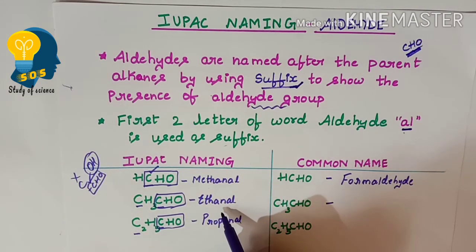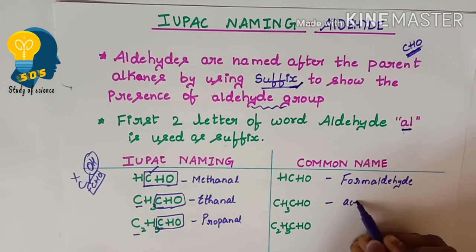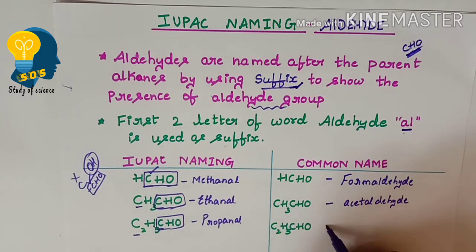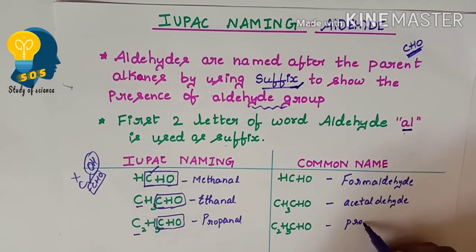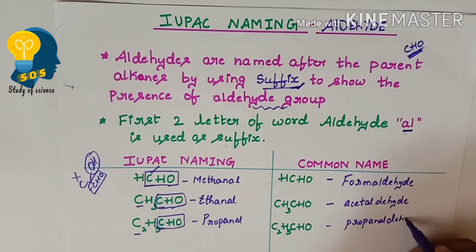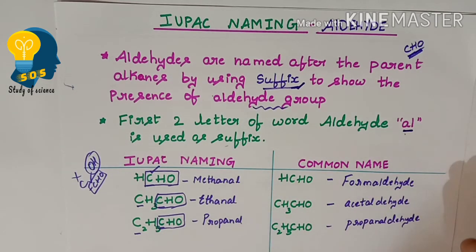And the common name for ethanal is acetaldehyde. And the common name for propanal, where there is some similarity, is propionaldehyde. Clear? So these are the common names. There was no proper reason why they are called formaldehyde, acetaldehyde and propionaldehyde, but these were common names given before the IUPAC nomenclature came into existence.